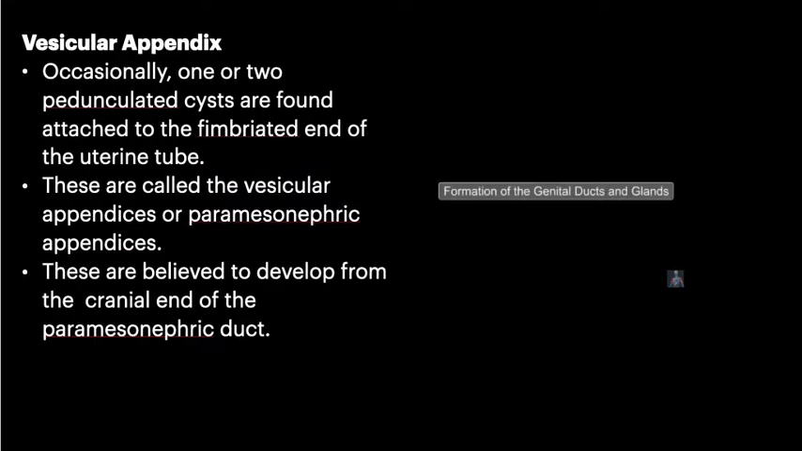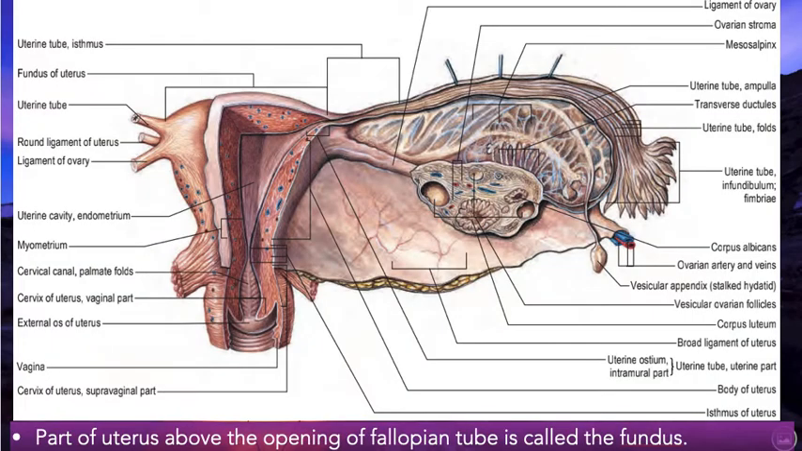Vesicular appendix. Occasionally, one or two pedunculated cysts are found attached to the fimbriated end of the uterine tube. They are called the vesicular appendix or paramesonephric appendices. They are believed to develop from the cranial end of the paramesonephric duct, right? And this can be seen here. This is the vesicular appendix, stalked, hydrated.